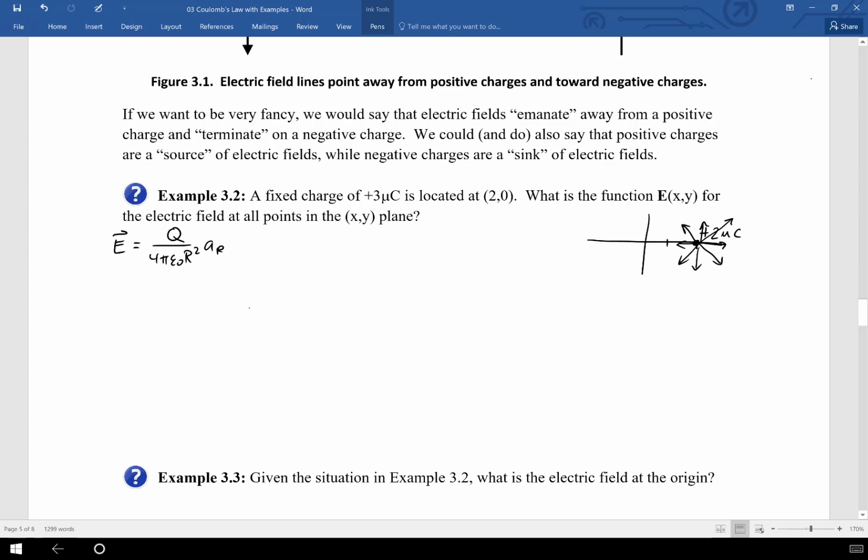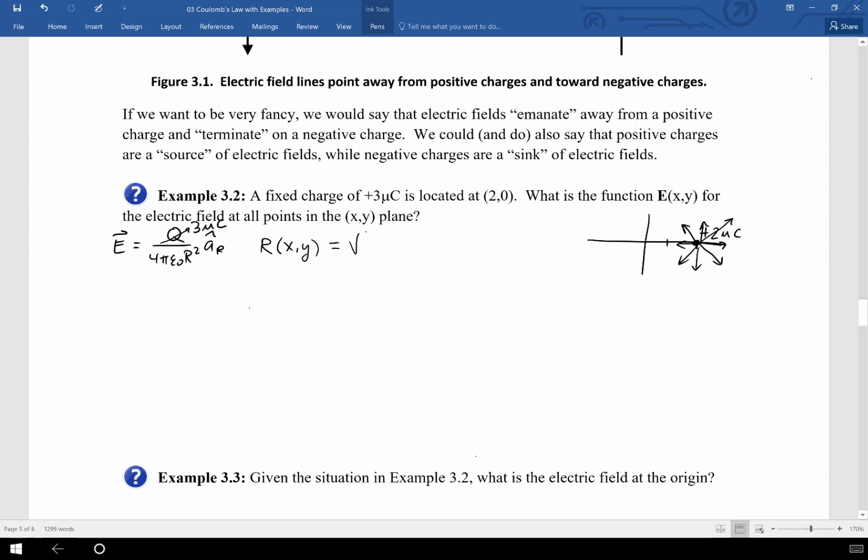And I can immediately identify that this Q is going to be 3 microcoulombs. Now, I do need to figure out what is going to be R, what is going to be a sub R, and so forth. Let's go ahead and figure out what is R for a given point. So R is now a function of X and Y.